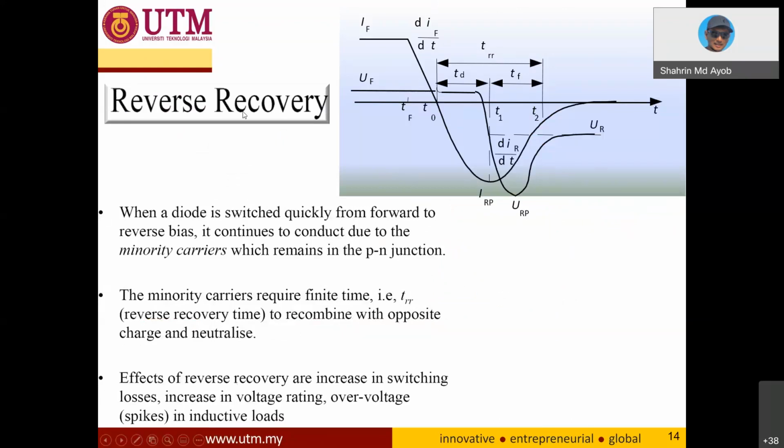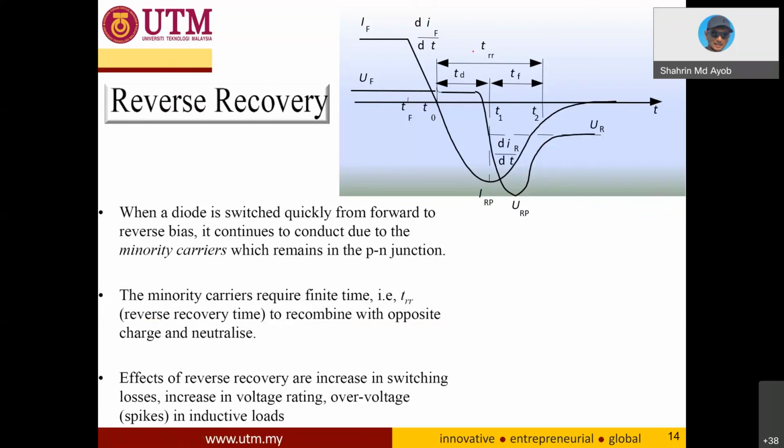Okay, and then reverse recovery. As mentioned before, in our last discussion about the real practical switch, the switch requires some time to fully turn on or fully turn off. So this is what you call reverse recovery time.